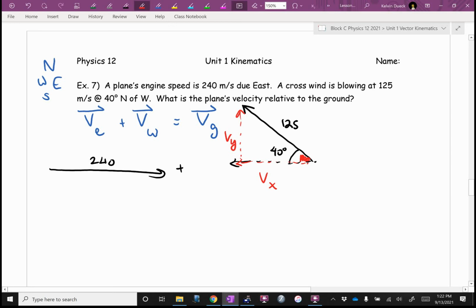Manraj, 125, opposite, adjacent, or hypotenuse? What about Vx? What about Vy? What do you want to find first? Okay. Which trig function to find Vx? So it's going to be cos 40 equals Vx over 125. What will I type into my calculator? Good, do that.